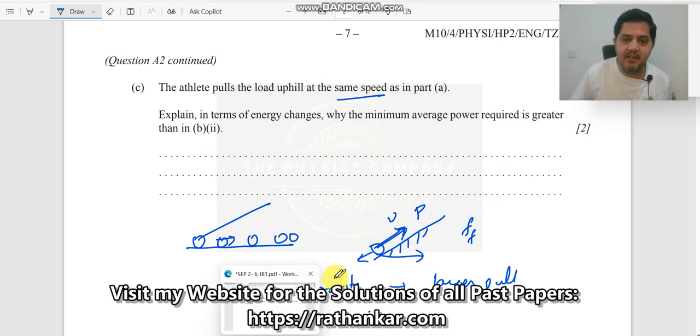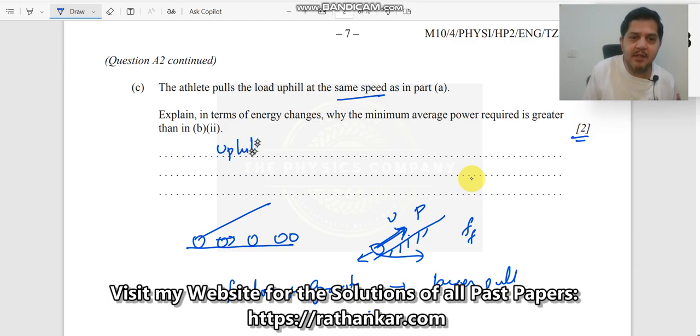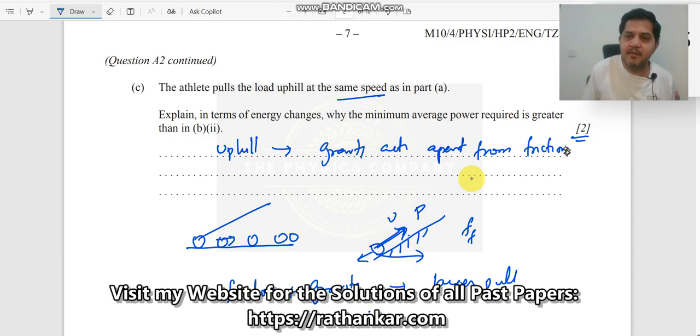Now what do you write here? That is what is important. So okay, what do you write over here? It's for 2 marks over here. Just a minute, let me take it up. Okay, it's for 2 marks over here. So you need to say that in case of uphill, for 1 mark you need to write that gravity acts apart from friction. This will give you 1 mark. You have justified the reason.